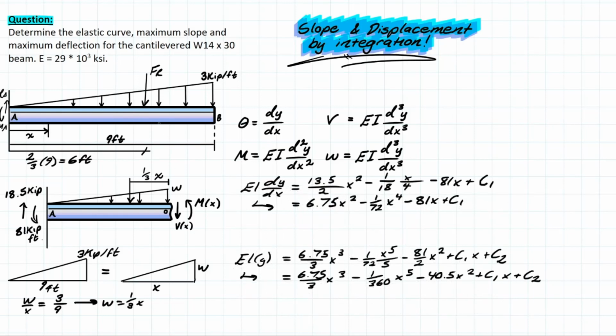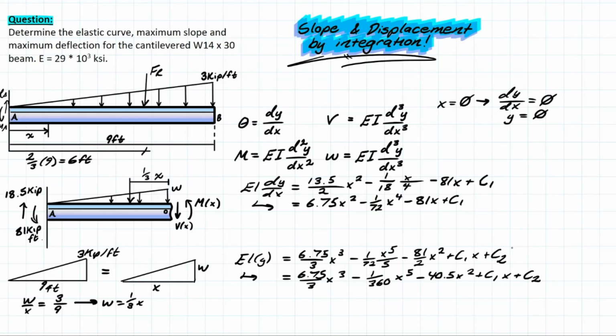Looking at the cantilever, we know that at this fixed support, we have no deflection and no slope, right? So if we write down this relationship on the right over here, we can say that when x is equal to 0, dy over dx, which is equal to our slope, is equal to 0. And we also have that our deflection is equal to 0 when x is equal to 0.